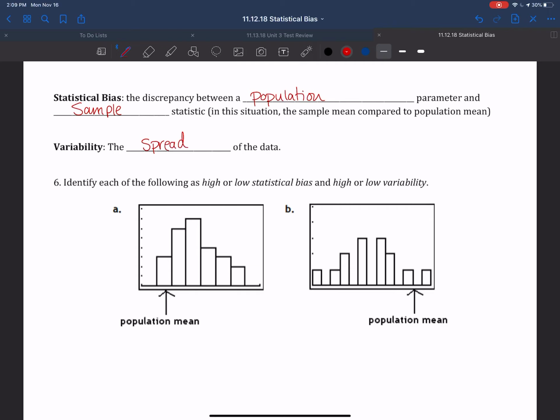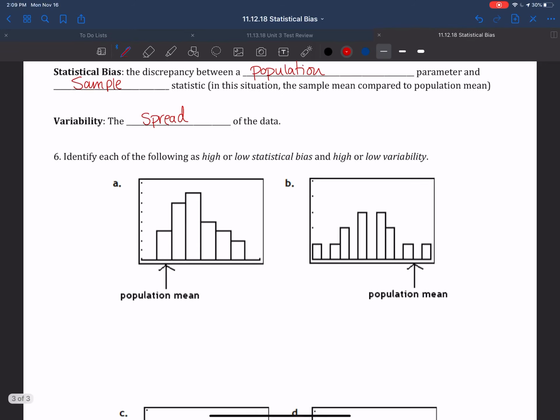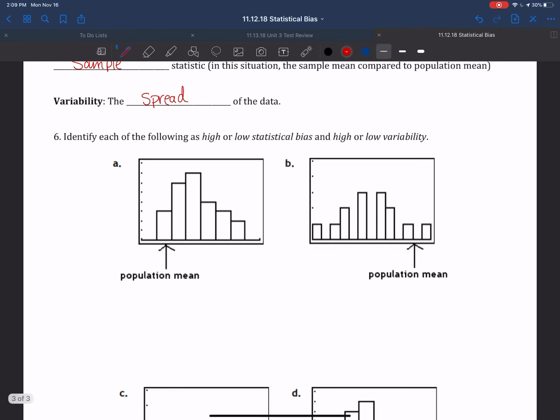Now, number 6 says, identify each of the following as high or low statistical bias and high or low variability. So A and B. So this one has a population mean right here. And we can just see how the graph is spread out right here, right? Now, since the population mean is way down here and most of our data is up in this area, we can say that this has a high bias. So it is biased towards the high end of the scale. So high bias. And since most of the data is kind of clustered together, really close, we can say there is low variability.